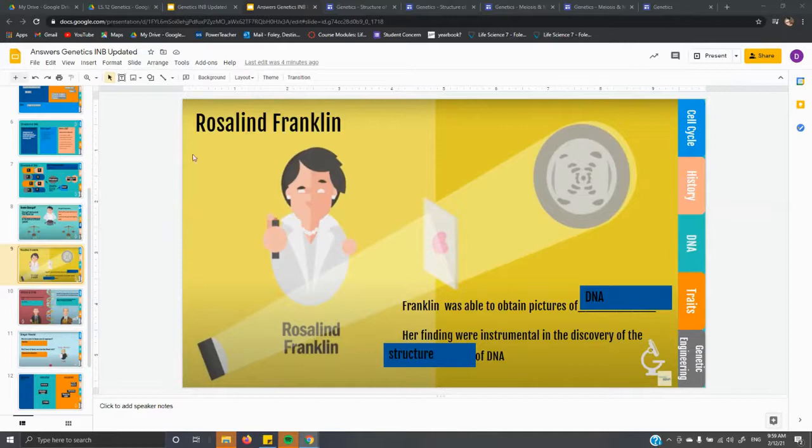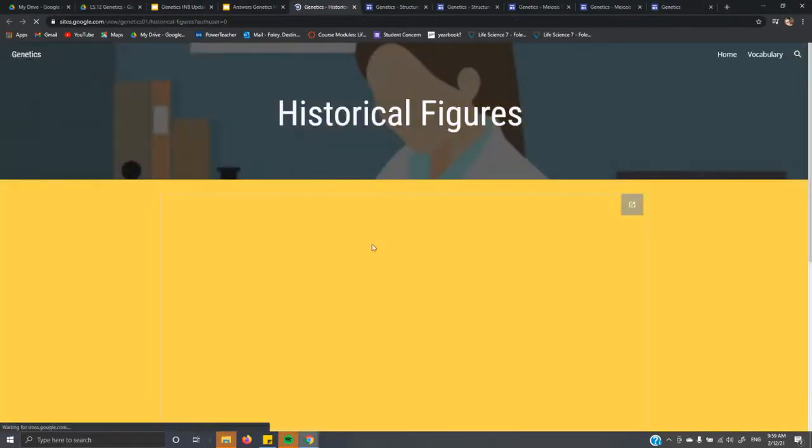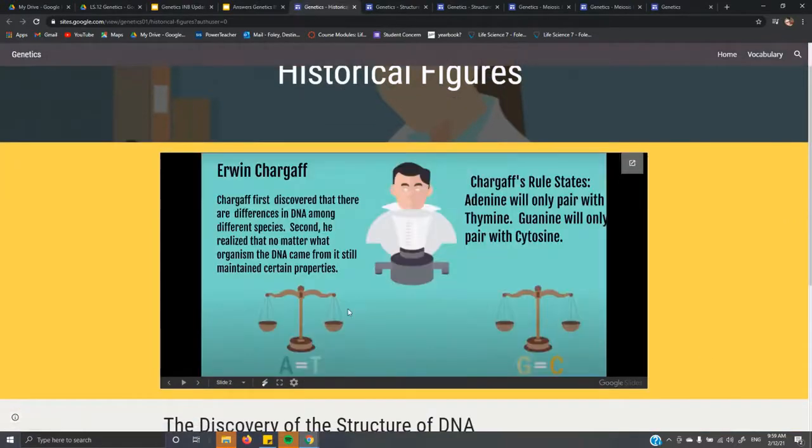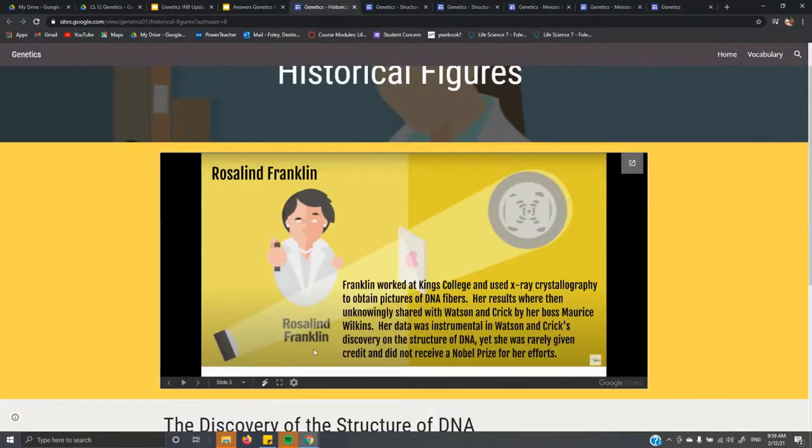For slide 9, we're learning about Rosalind Franklin. Let's click on the microscope. Let's click through this and go to Rosalind. And we'll see that Franklin worked at King's College and used X-ray crystallography to obtain pictures of DNA fibers. Her results were then unknowingly shared with Watson and Crick by her boss, Wilkins. Her data was instrumental to Watson and Crick's discovery of the structure of DNA, yet she was barely given credit and has not received a Nobel Prize for her efforts.